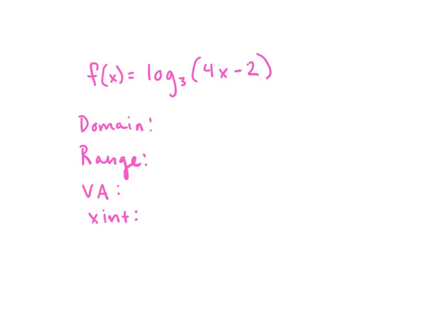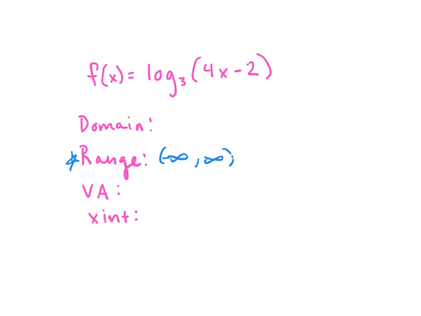So for this, what would be easiest to find first? The domain, range, vertical asymptote, or x-intercept? What should we find first? The range. What's our range? Negative infinity to positive infinity. Remember, it's always going to be negative infinity to positive infinity anytime you have the graph of a log. So that's a given.